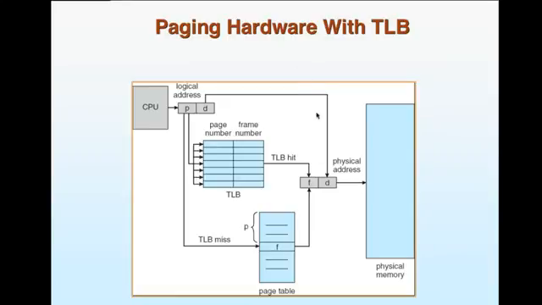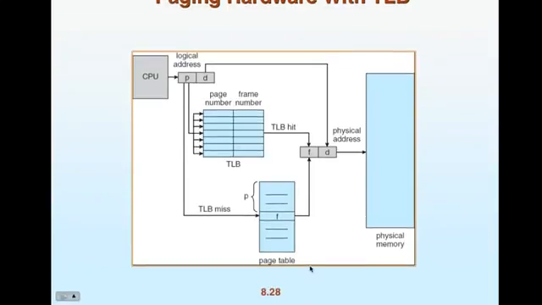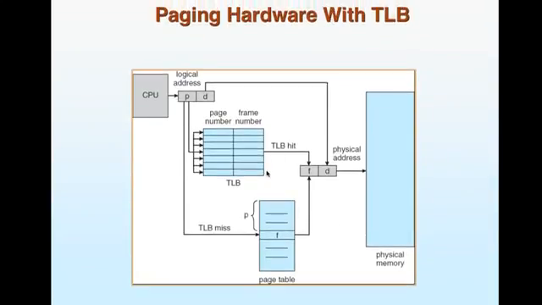Going back to what I said about the translation look-aside buffer, we can actually put it in hardware if we wanted to. If we put it in hardware, it's going to look like this. It looks just like the software, actually. We have the CPU and the logical address. The logical address is mapped to the physical address. We have this look-aside buffer here in memory that has the page number with the frame number, and we have the page table down here.